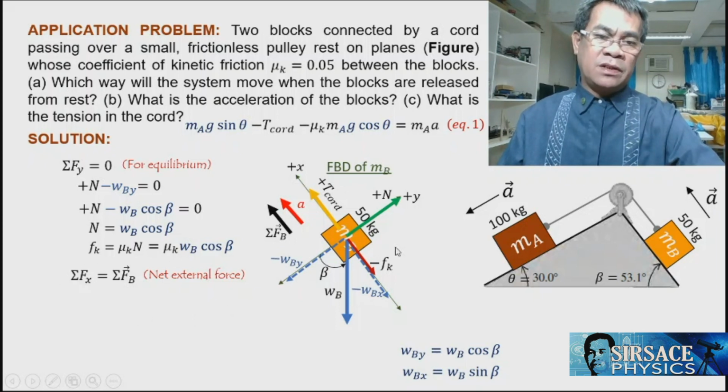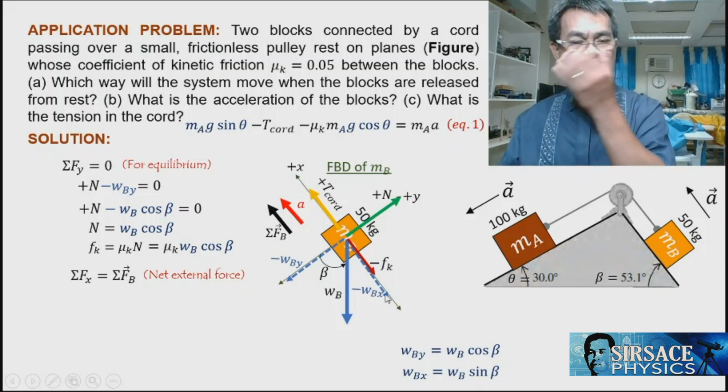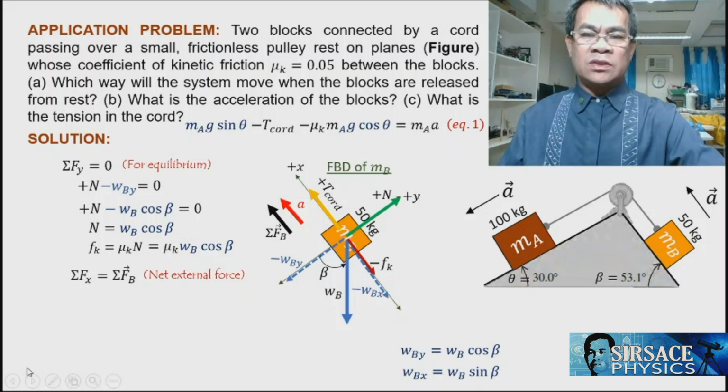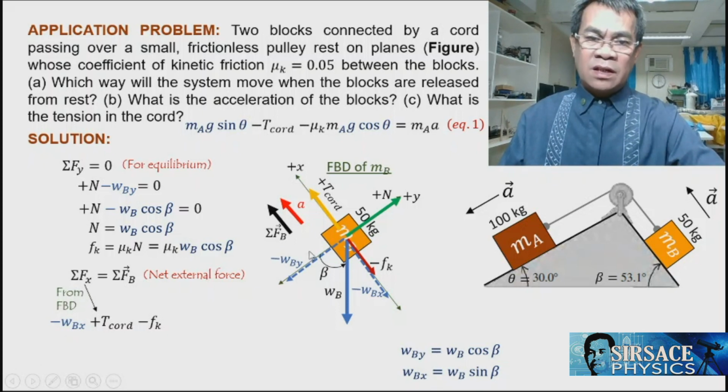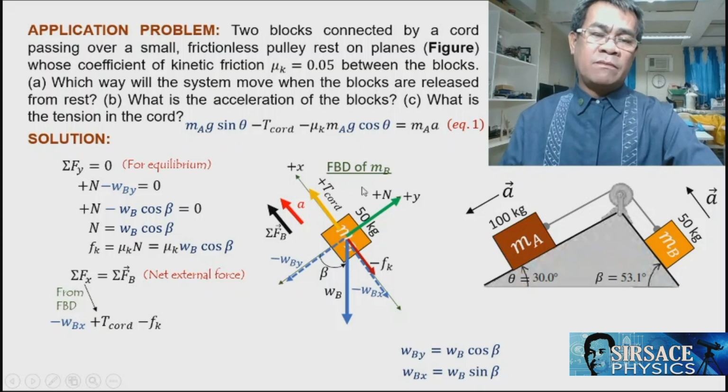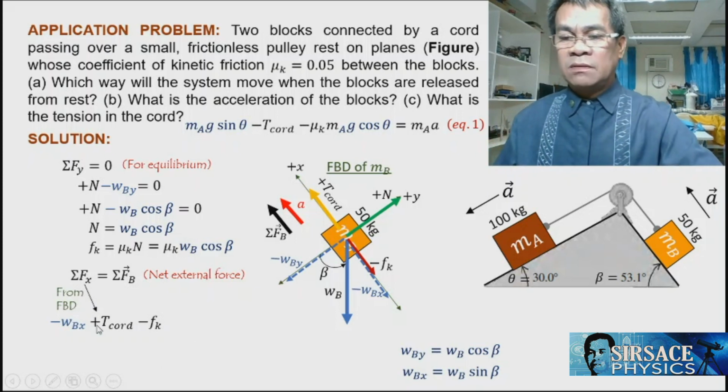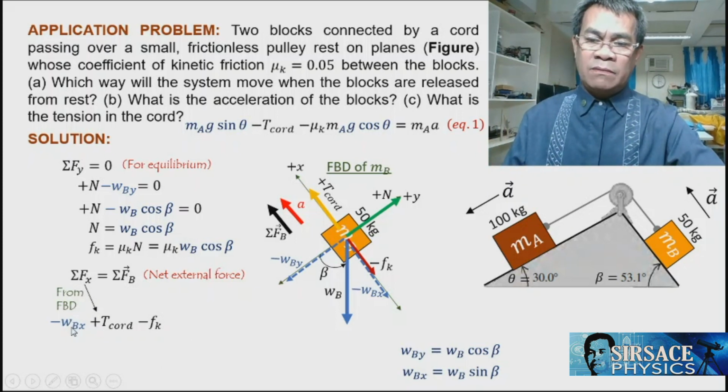The answer is, we have the tension T, we have the negative friction, and we have the component of W along the negative x-axis. There are again three forces. So we sum up all forces, and these are taken from the free body diagram. The free body diagram plays an important role in dynamics, because if your free body diagram is wrong, then everything you sum up along x will become wrong. So there are three forces: the component of W, the tension T, and the negative friction.